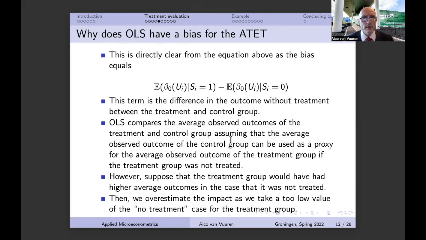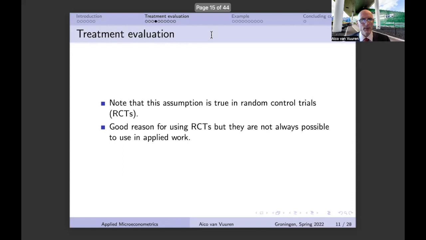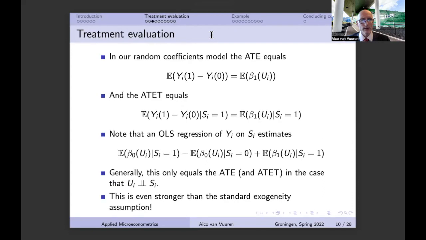Before I answer the question of what we could do in this particular case, or what tools we have as econometricians to do something about this, let me first look a little bit more into the question: why does ordinary least squares have a bias for the average treatment effect? Or actually, in this case, first of all, we're going to look at the average treatment effect among the treated. In order to answer that, the first question we have to ask is: what is actually the bias of ordinary least squares with respect to the average treatment effect among the treated?